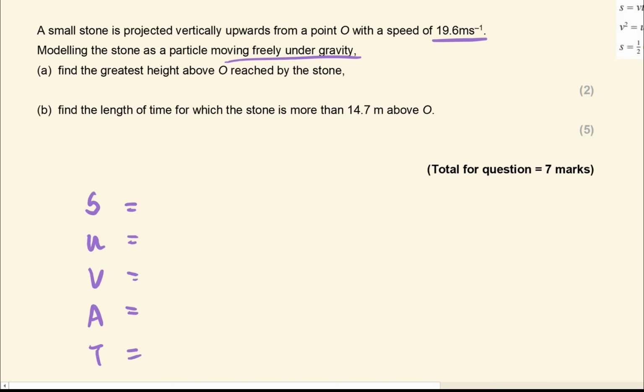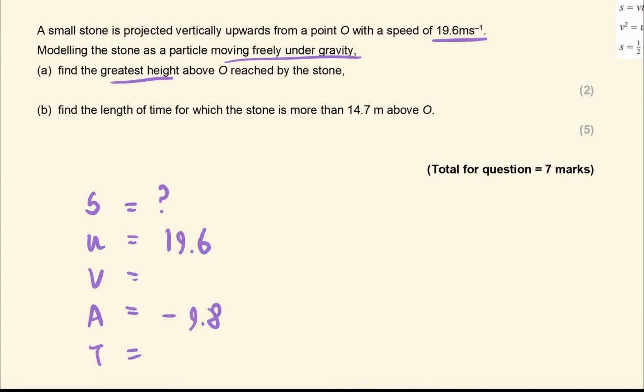So the distance I don't know, but I do want to work it out. I want to find the greatest height reached. That's what I'm aiming to work out. U I do know. u is 19.6. We also know the acceleration. It's moving under gravity, so the acceleration is going to be minus 9.8 meters per second squared. The acceleration is negative because it's pulling it back down towards the ground. It's slowing down my particle.